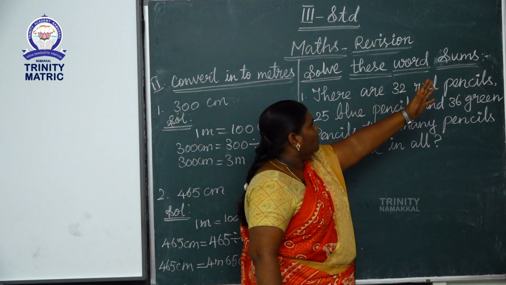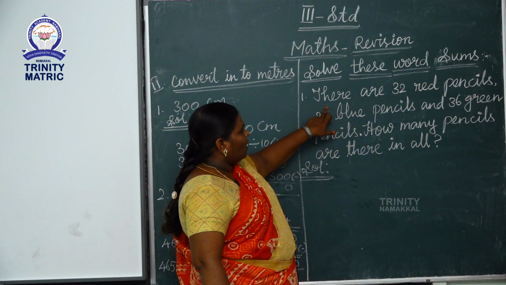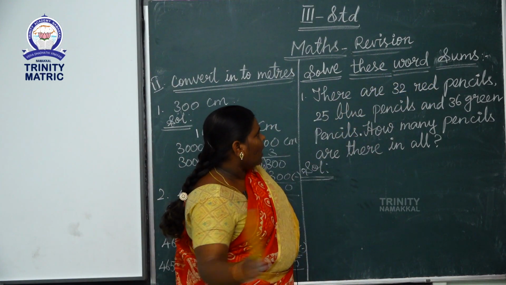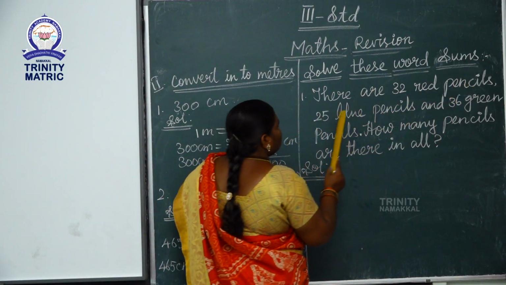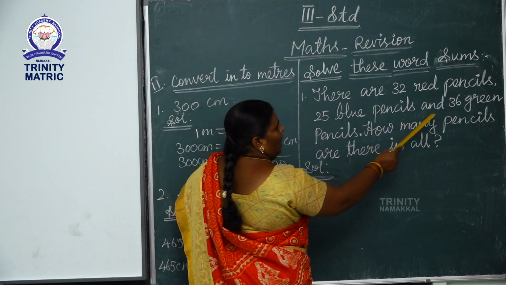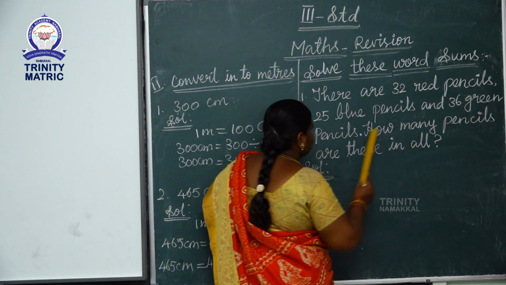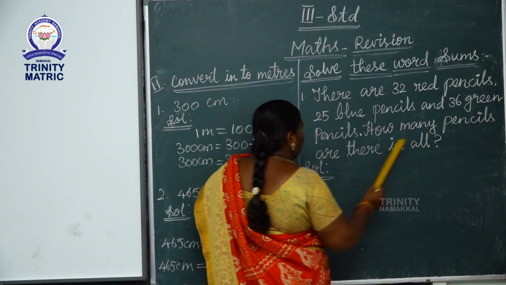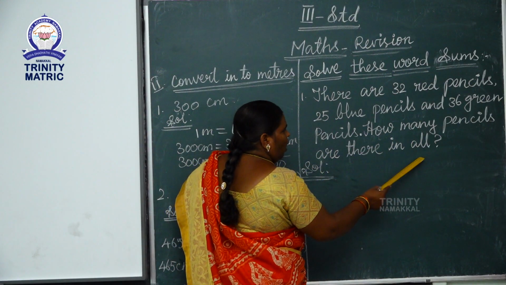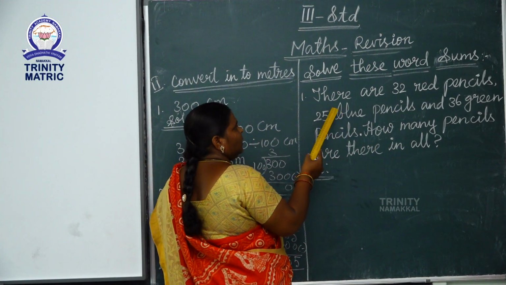Solve these word sums. First sum: there are 32 red pencils, 25 blue pencils and 36 green pencils. How many pencils are there in all? Listen again.